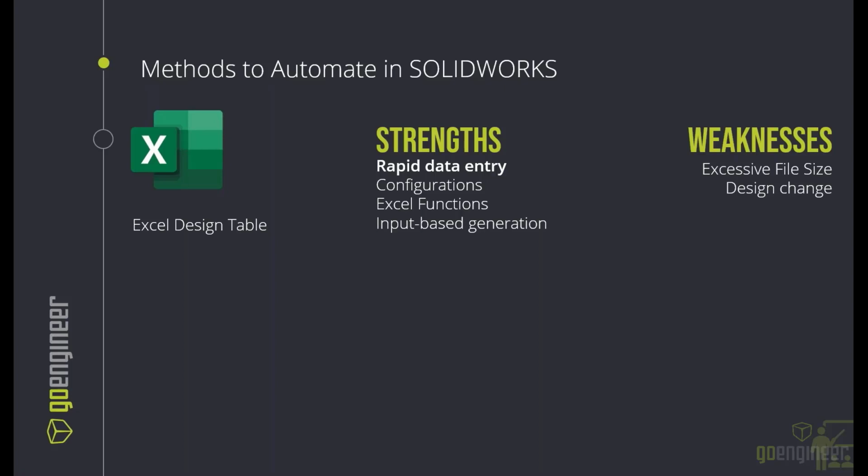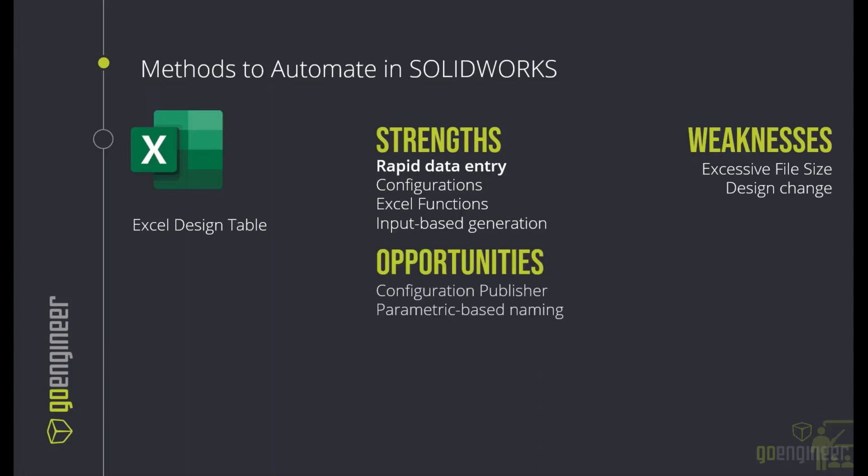It's hard to make a design change because generally Excel design tables are set as a one-way street. We have to update that dimension in the Excel design table, unless the setting is turned on that allows that two-way communication. Some opportunities to take advantage of here are things like the configuration publisher. With Excel design tables, we could use a configuration publisher to essentially build a form, similar to what we'd see in DriveWorks, that has all of our inputs.